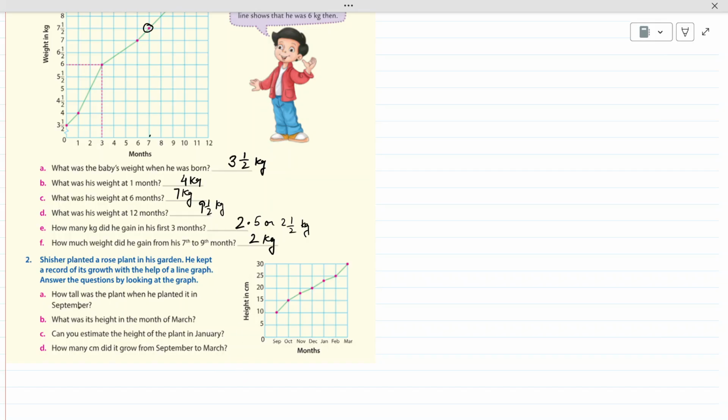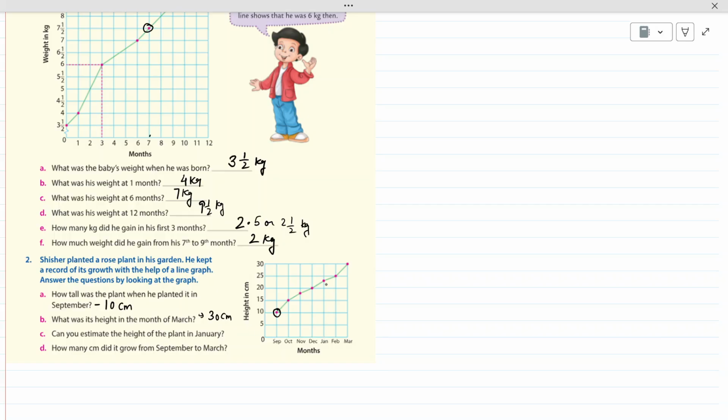Okay, so how tall was the plant when he planted it in September? When he started, what was the height of the plant? September takes us here, so we have 10 centimeters. So the height of the plant when he planted it was 10 centimeters. Now, what was its height in the month of March? This is March and this is the height of the plant, which is 30 centimeters. Correct?